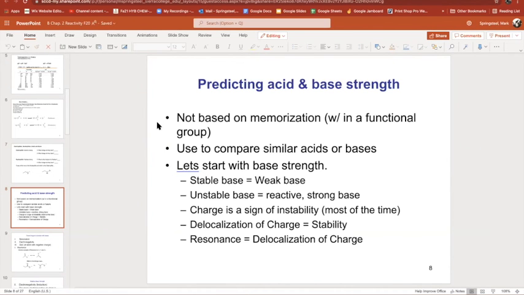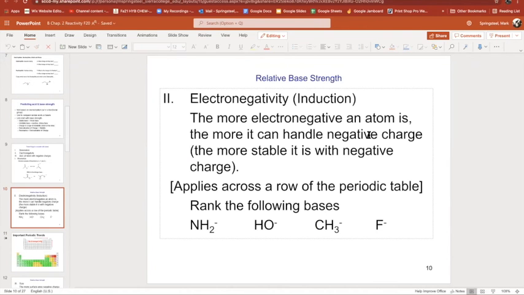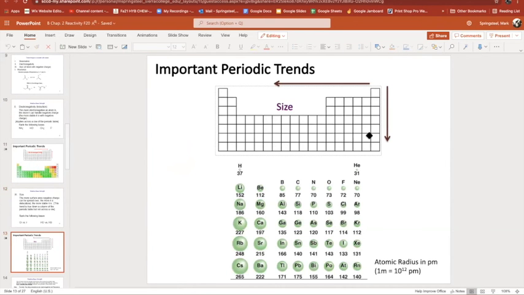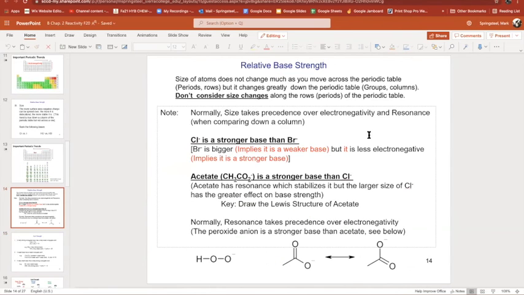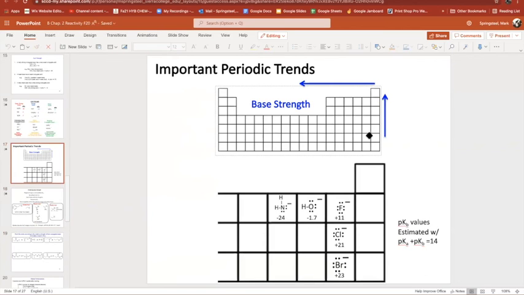But then here's where it goes into predicting acid-base strengths. You have a stable base, it's a weak base, unstable, reactive, strong, all this stuff. And then I started with resonance on this one, huh? Resonance, electronegativity. Yeah, got some nice tables there. So there's some more examples if you want to check them out. That one's a pretty good one, huh?